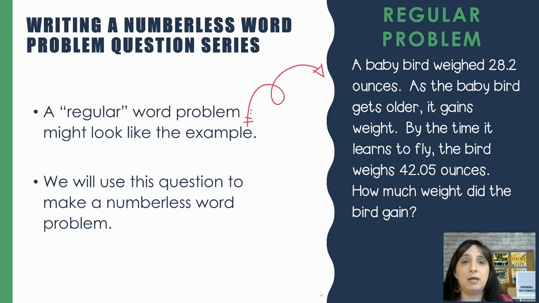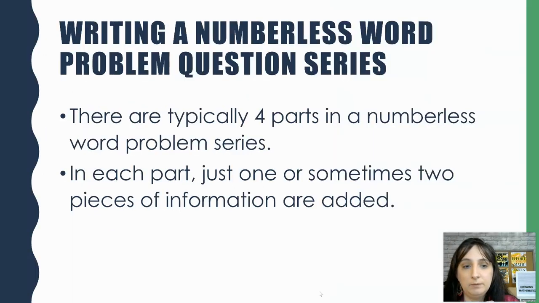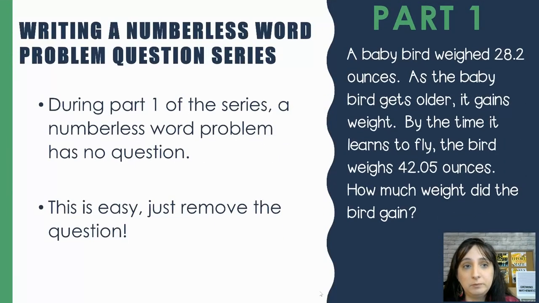So we're going to take the idea of our regular problem and crop it down into step 1 of a numberless word problem question series. The first thing to know about a question series for numberless word problems is that there's typically 4 parts in the question series, and in each part, just 1 or sometimes 2 pieces of information are added back into the question.